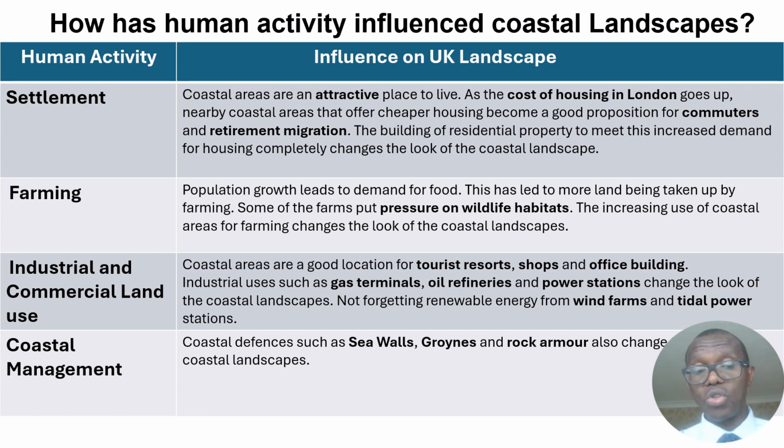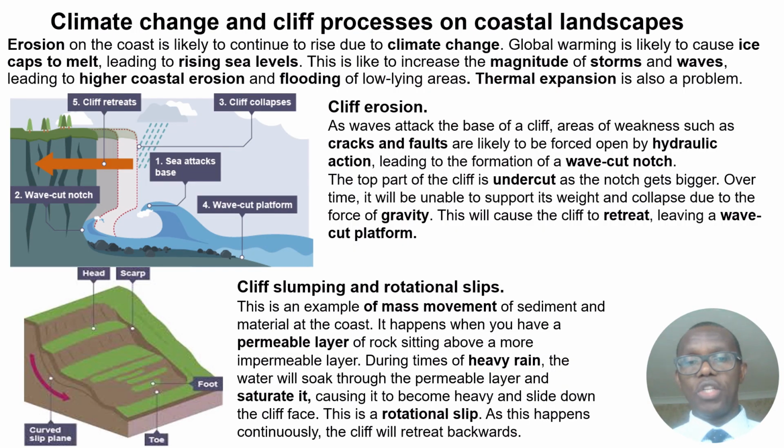Then we also have coastal management. Because of the coastal erosion that we've been talking about, some of the coastlines need to be managed, or defended against the erosion that is taking place there. So you have to put up either hard engineering in the form of seawalls, groins, and rock armor or riprap, and then you also have soft engineering as well. All those structures are likely to cause a difference in the way the coastal landscape looks. Human activity is also leading to climate change.